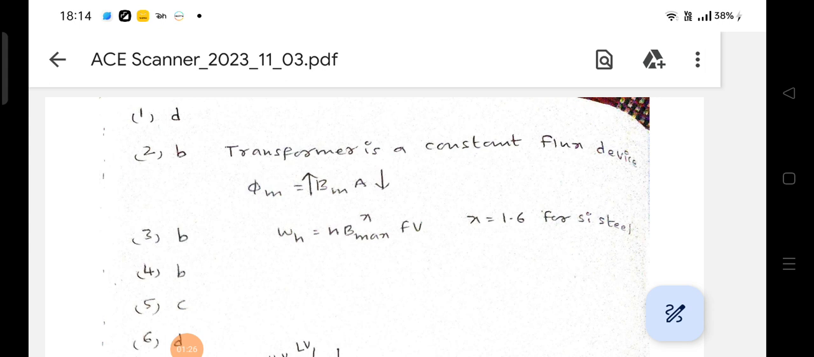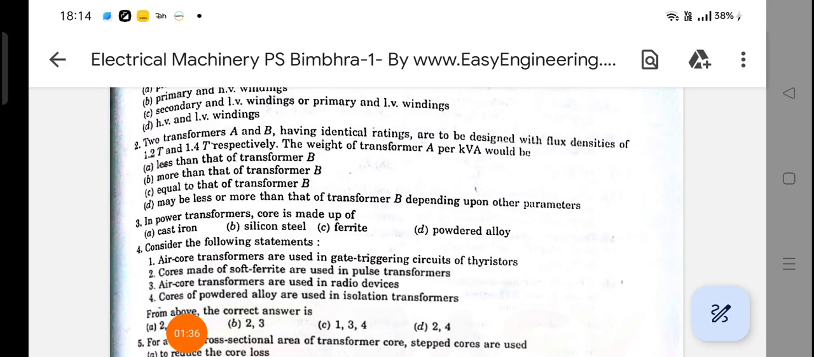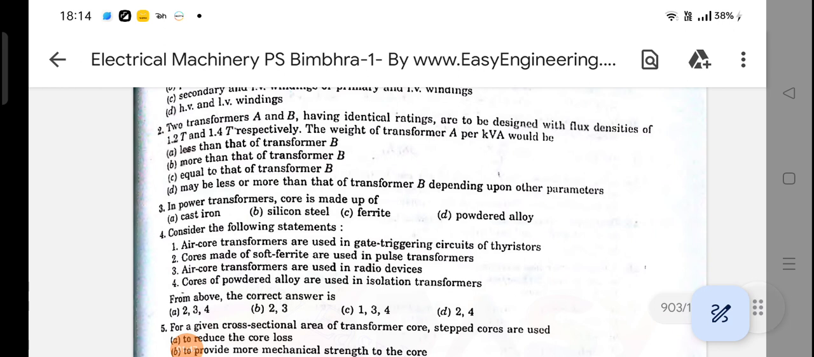That means when B maximum increases, we need to reduce the area of cross section to maintain flux as constant. When area of cross section reduces, size also reduces, hence cost also reduces, hence weight also reduces. That means transformer A weight is more than that of transformer B for the same rating. That means from the given options, the second option, more than that of transformer B, is correct.